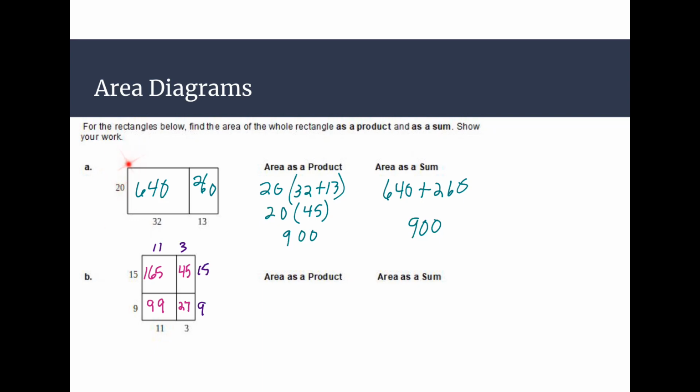So area as a product, same thing, right? We took the left side times the bottom. So we took 20 times the bottom, 32 plus 13. So the bottom steps aren't changing at all, right? That's still 11 plus 3.